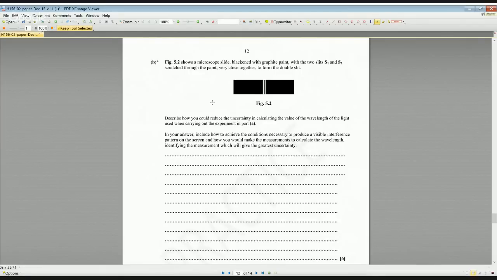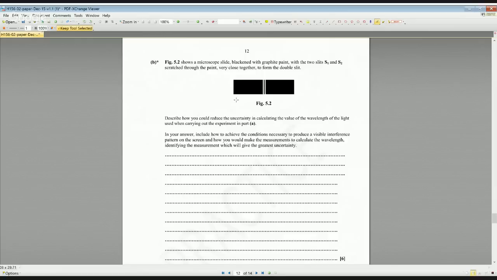You've got a microscope slide, it's been painted black, and 2 slits have been scratched through it to form the double slit. The question says, describe how you could reduce the uncertainty in calculating the value of the wavelength of the light used when carrying out the experiment in part A. So in your answer include how to achieve the conditions necessary to produce a visible interference pattern, and how you would calculate the wavelength, identifying the measurement which will give you the greatest uncertainties. So make sure you do all the things that it says in your answer section.